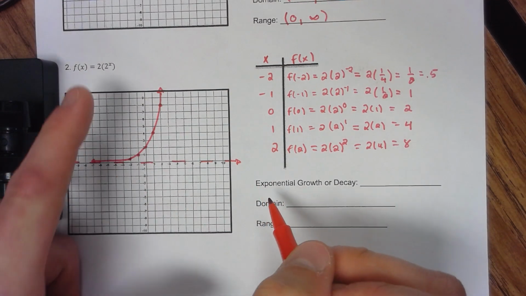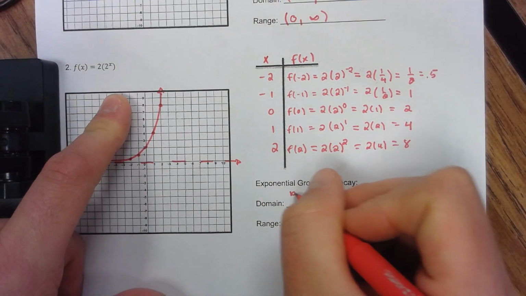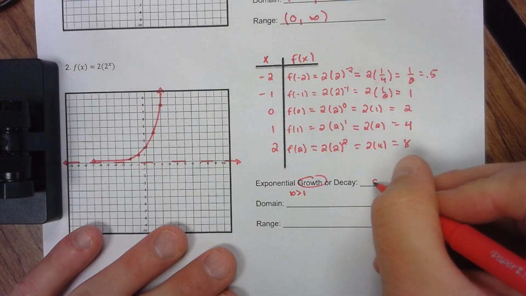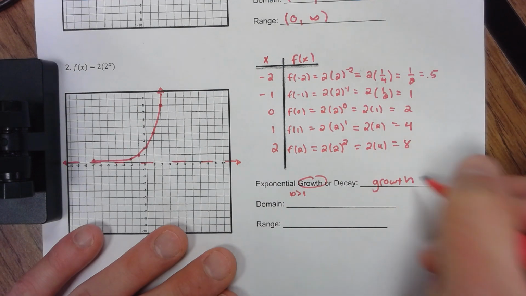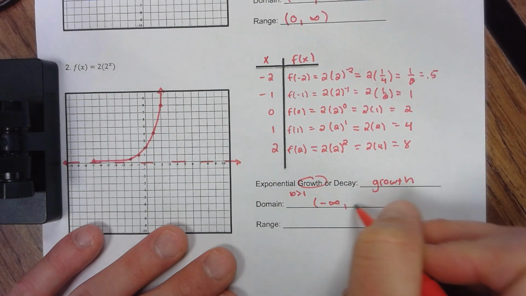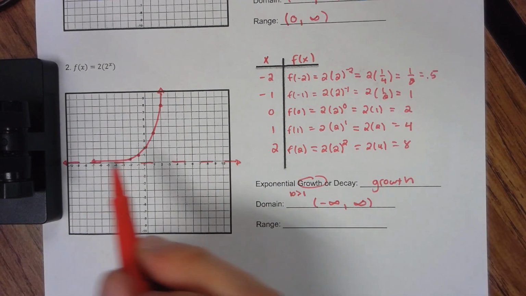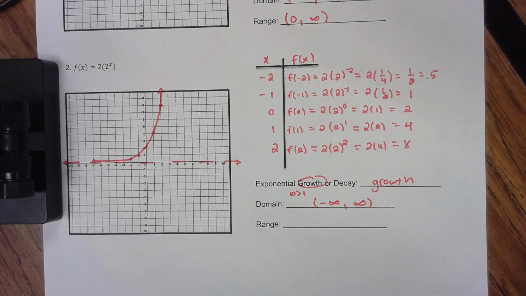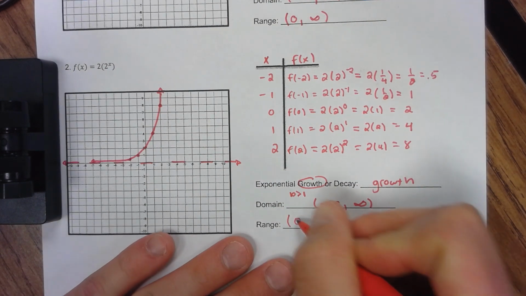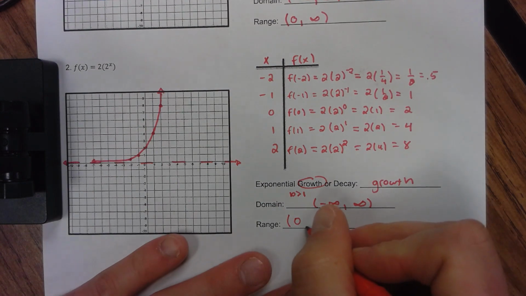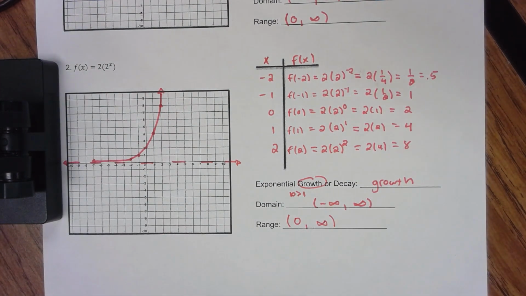This again represents growth because the base is greater than 1. And as x is getting bigger, so is y. So this is exponential growth. Domain for every exponential is negative infinity to positive infinity. Again, every number can be an exponent. The range depends on where the asymptote is. Okay, once again, it's at 0. We use an open bracket because we don't get all the way to 0. We just get infinitely close. And then it goes all the way up to positive infinity.